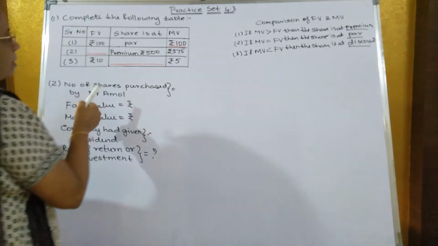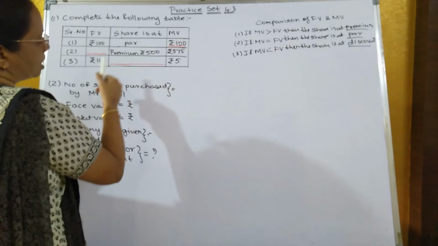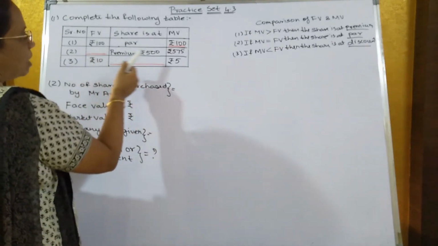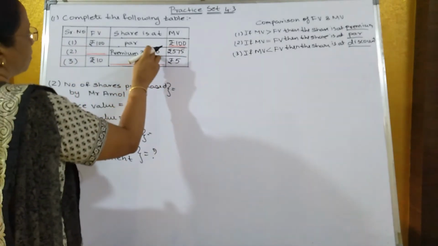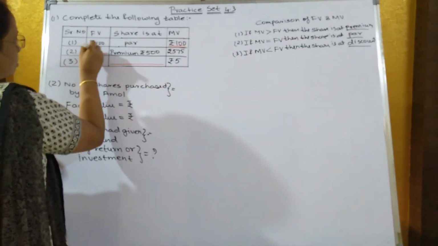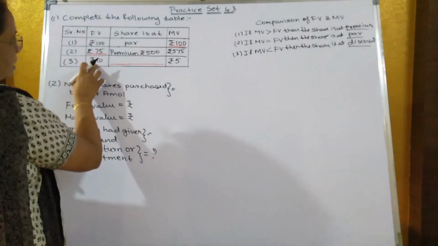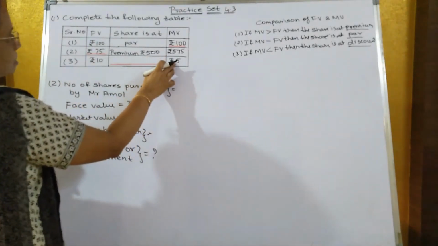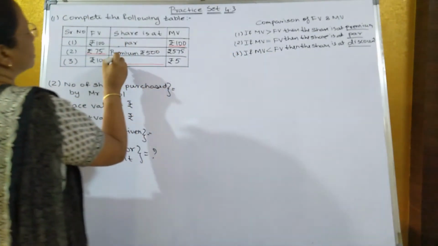Next one, they have given market value is 575 and premium of ₹500. That means face value has to be less than 575 by how much? 500. So 575 minus 500 is equal to how much? ₹75. Next one, ₹10 is the face value and ₹5 is the market value. So if market value is less than face value, then it is at discount.